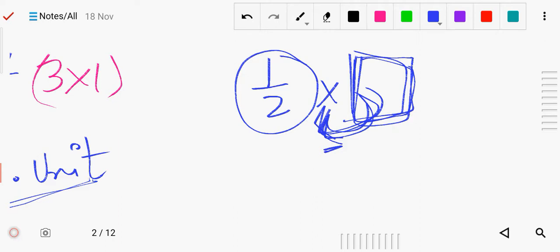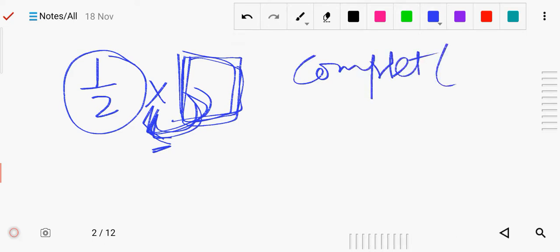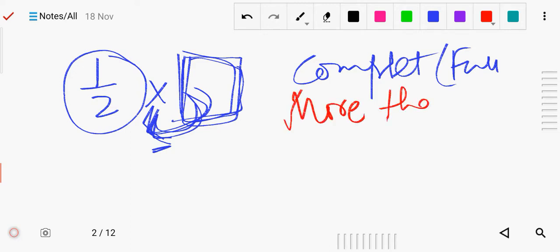Okay, so what are the things you have to take? First, the complete ones, meaning full ones. Then next you have to take the more than half. And the third, you have to take the exactly half.